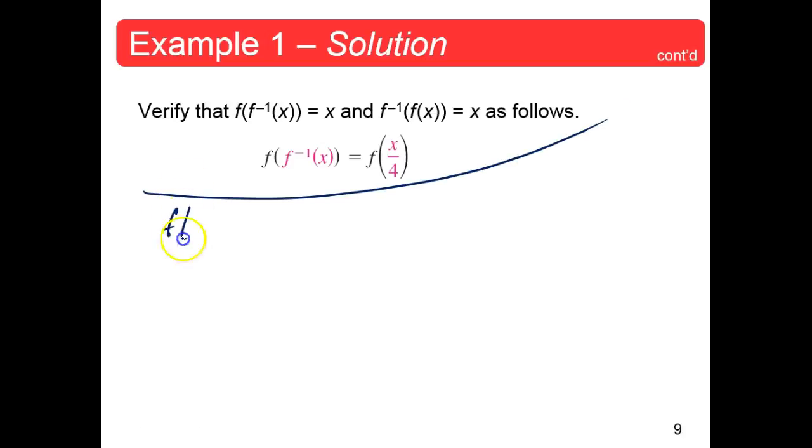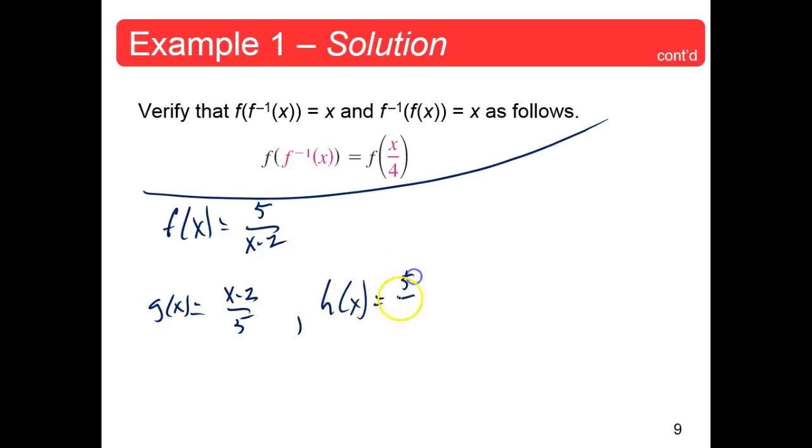Here's a function. f of x is equal to 5 over x minus 2. The question is, which of the following two functions is an inverse function of f? Here is g of x is equal to x minus 2 over 5, and h of x is equal to 5 over x plus 2. Which of those is the inverse of f? How can we tell? What is our test?